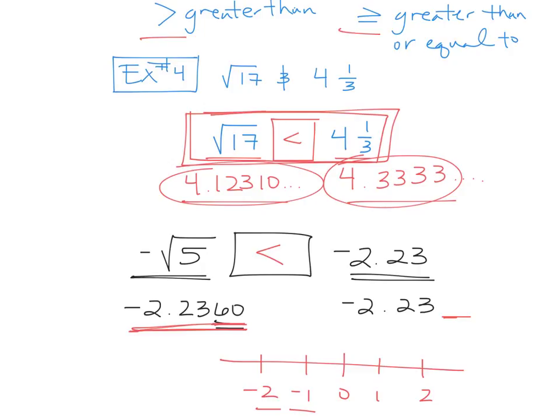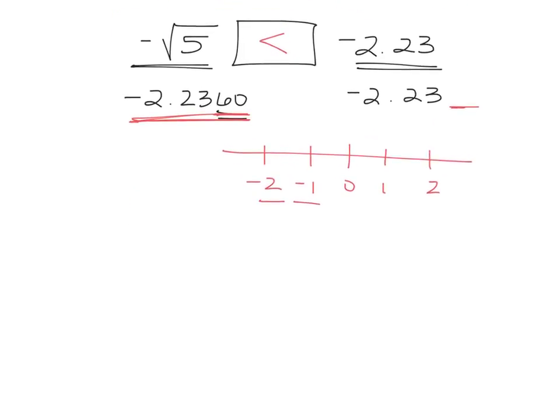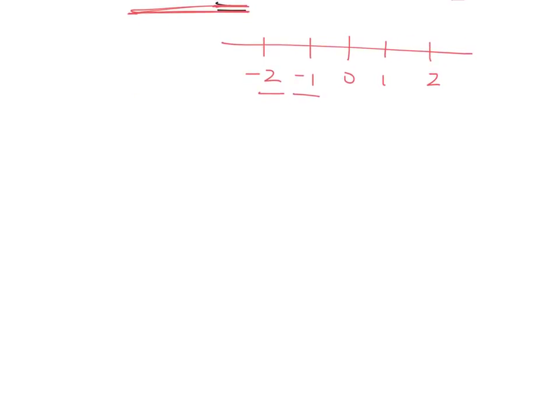So if it looks bigger, it's actually smaller. Okay? So be really careful with negatives. If the negative looks bigger, it's actually smaller than the other number. Okay? Questions on that? Okay, then the last thing we're going to do is we're going to put some numbers in order. So this is example 5.